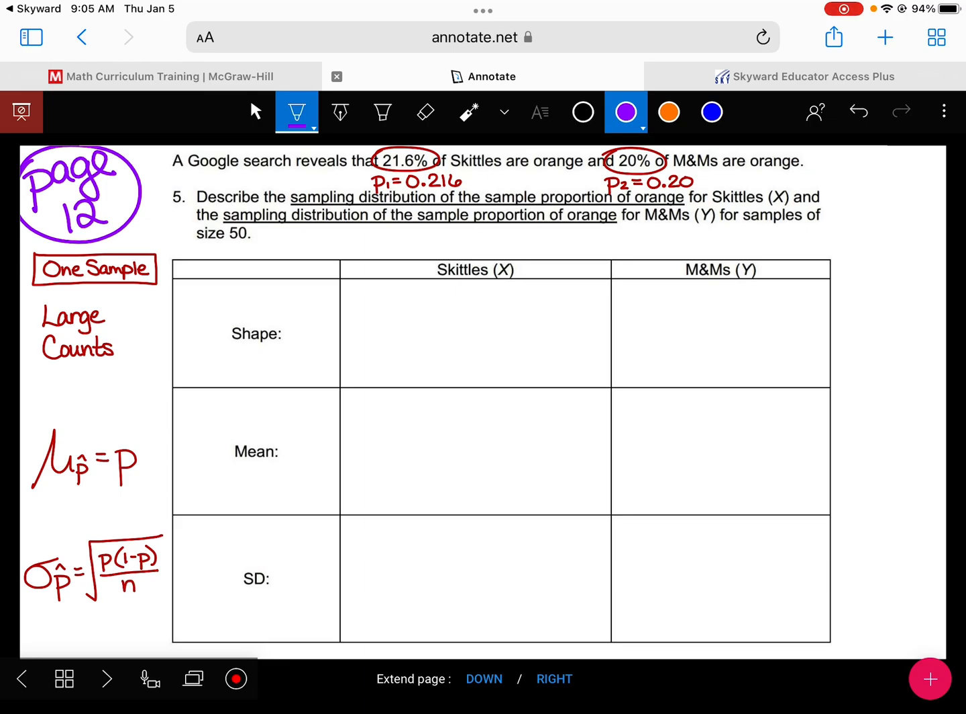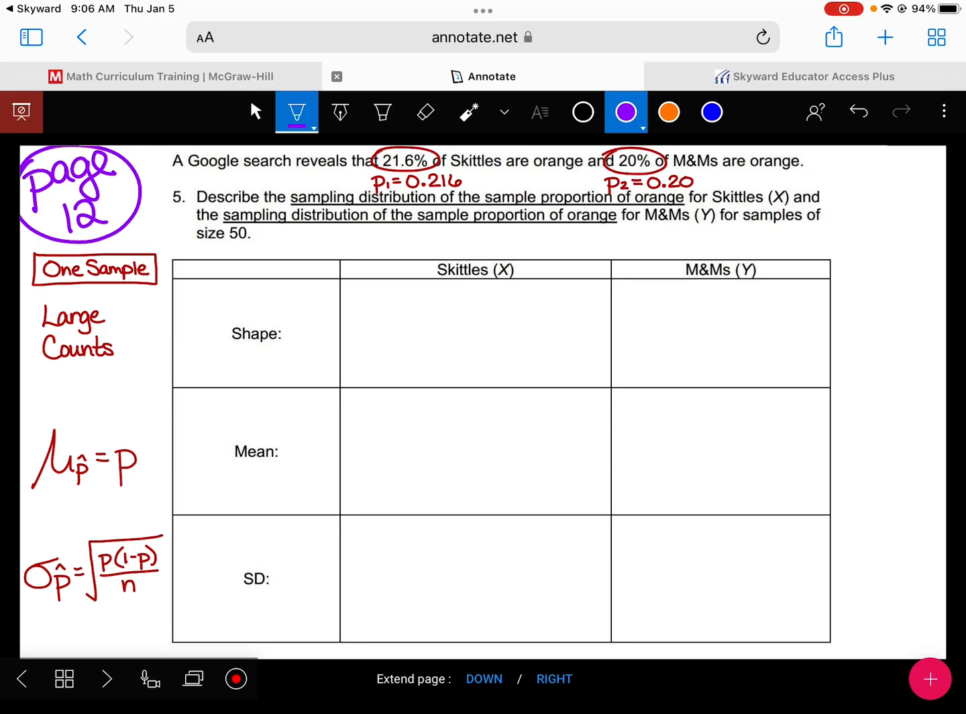What's the mean for my Skittles? 0.216. It is the population proportion. What about the standard deviation? We've got our formula over here, p times 1 minus p over n, and then square root the whole thing. 0.0582. And I'll put this up on the screen here in just a moment.